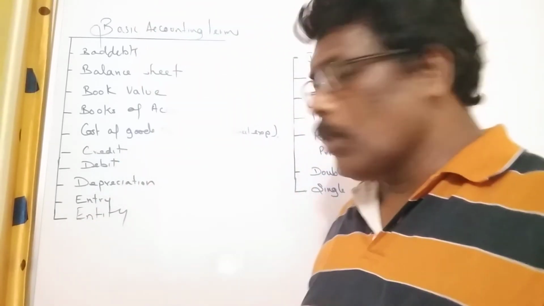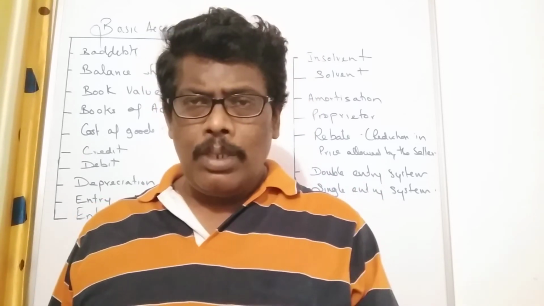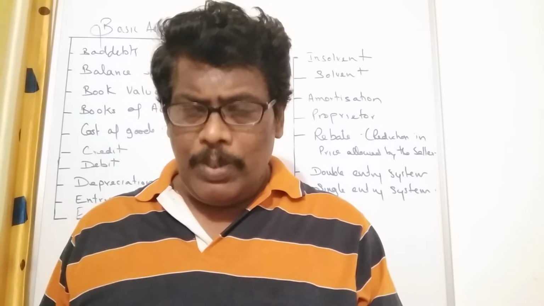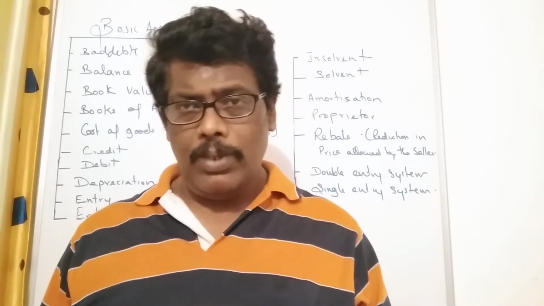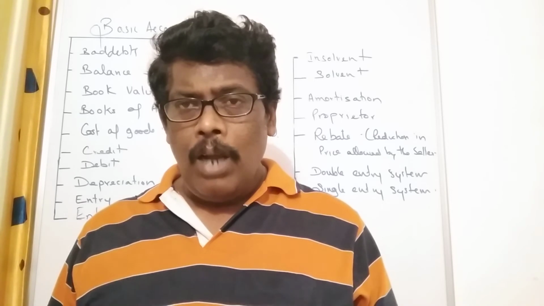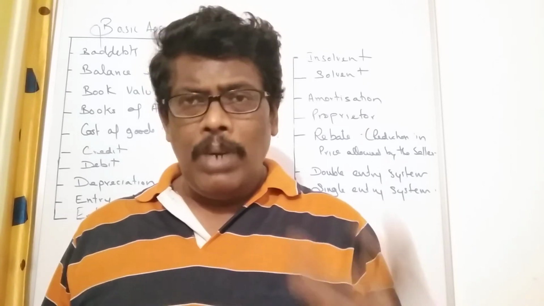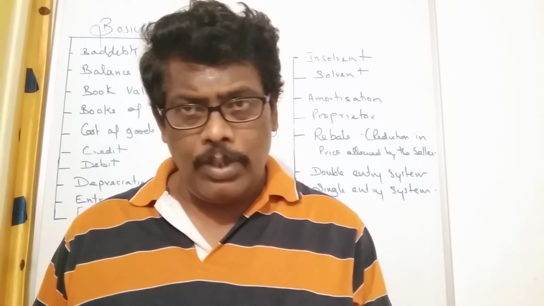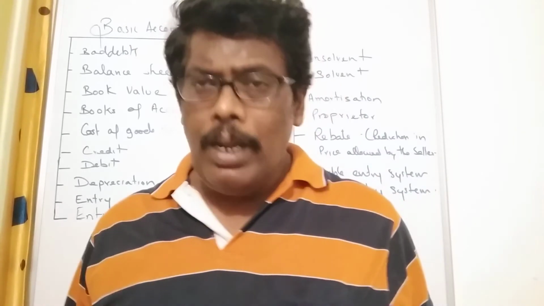Next, cost of goods sold. Cost of goods sold means while producing goods, after adding the direct expenses, whatever price per unit comes, that is called cost of goods. You're getting the point? After adding direct expenses, whatever the cost per unit comes, that is called cost of goods sold. Clear?